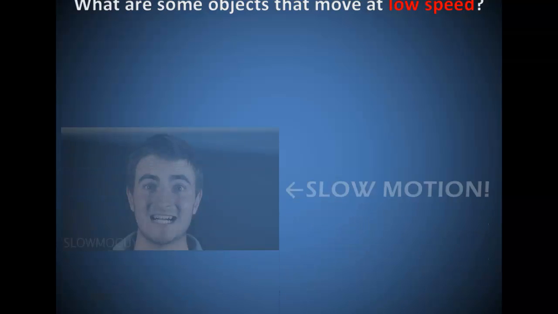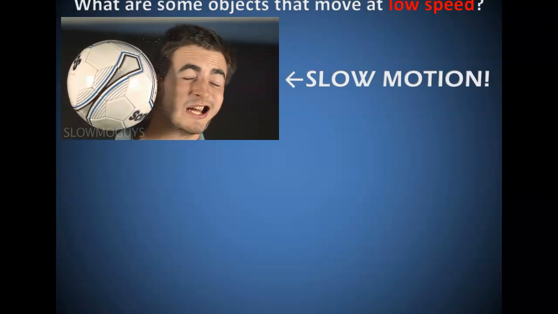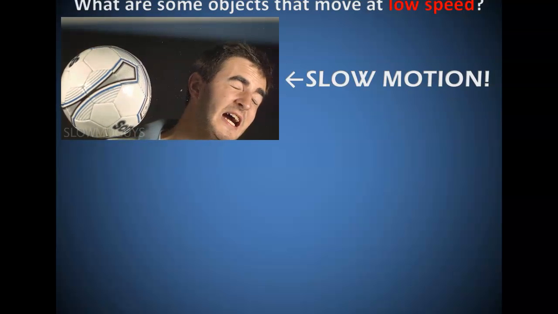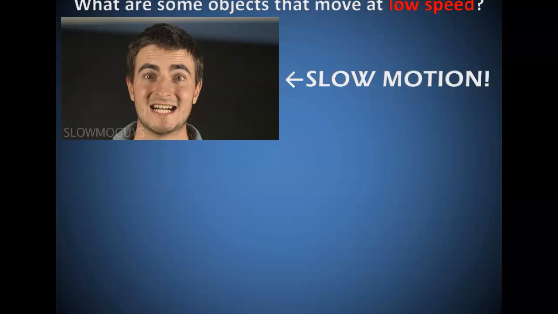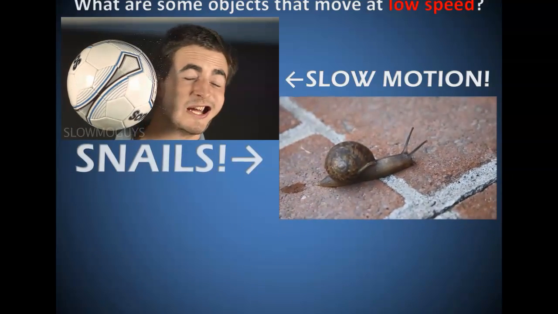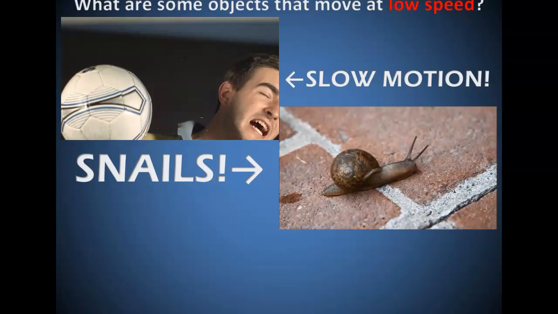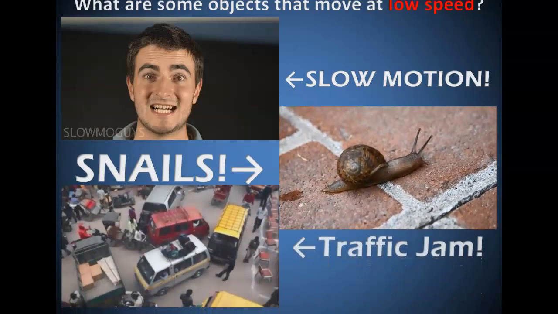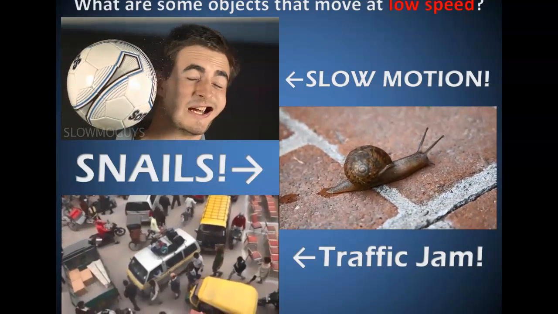How about some things that move at lower rates of speed, that move at a low speed? This first one is one of my favorites. So it is from Slow Mo Guys, for any of you who may be familiar with them. All right, but here we see a slow motion of something that actually happened at a high rate of speed. We also have, of course, snails. We know they move at a slow rate of speed or a low rate of speed. And of course, anything that is in the middle of a traffic jam also moves at a very low rate of speed.